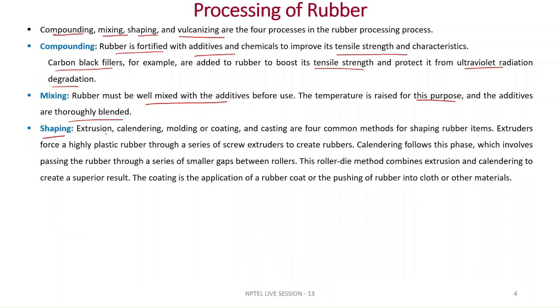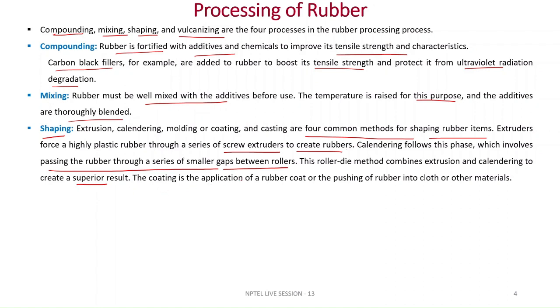Shaping: extrusion, calendering, molding, coating or casting. These are four common methods for shaping rubber items. Extruders force a highly plastic rubber through a series of screw extruders to create rubber shapes. Calendering follows this phase, which involves passing the rubber through a series of smaller gaps between rolls. The roller die method combines extrusion and calendering to create a superior result.